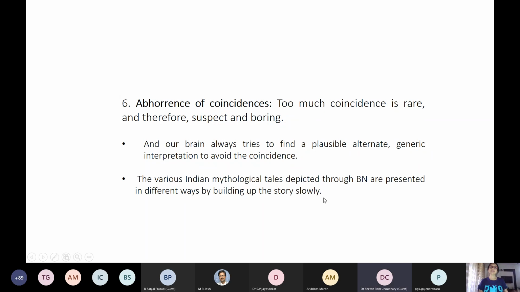Now, the various Indian mythological tales are depicted through Bharatanatyam, and they're presented in different ways by building up a story slowly. So we all go and watch these performances. Let's say Ram Leela. All of you must have seen it so many times, but still we would like to. Sita Haran, we have seen so many times. Krishna Leela, we all love these. We know what the story is, but we keep watching again and again, and we feel that the building up of the story is so beautiful, we would like to watch it again. So that is the beauty of this.